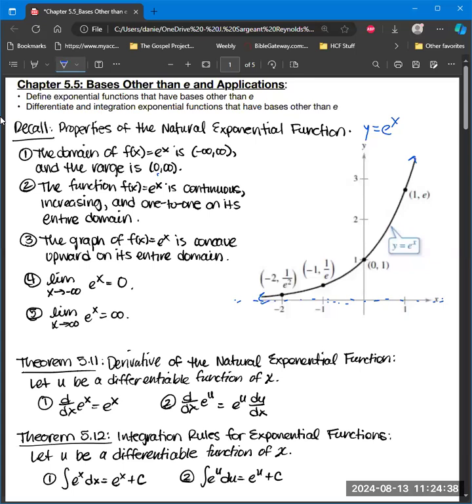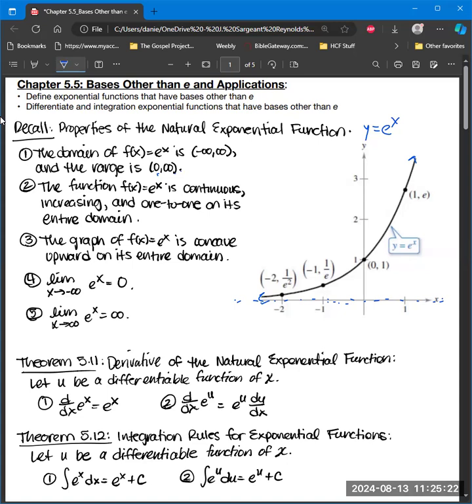The function f of x equals e to the x is continuous everywhere, it's increasing everywhere, and it's one-to-one everywhere in its entire domain. The graph of f of x equals e to the x is also concave up on its entire domain. This would also be positive everywhere, if that matters to you. That's more of a pre-calculus thing, but this graph is always going to be greater than 0 because of its range. So it's positive, it's increasing, so its first derivative is positive, and its second derivative is positive everywhere. Interesting function like that, right?